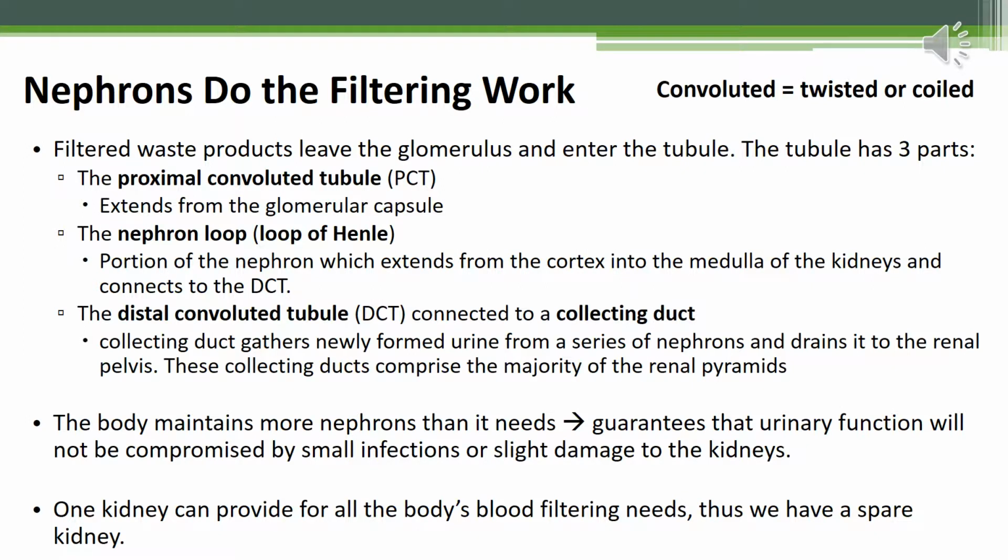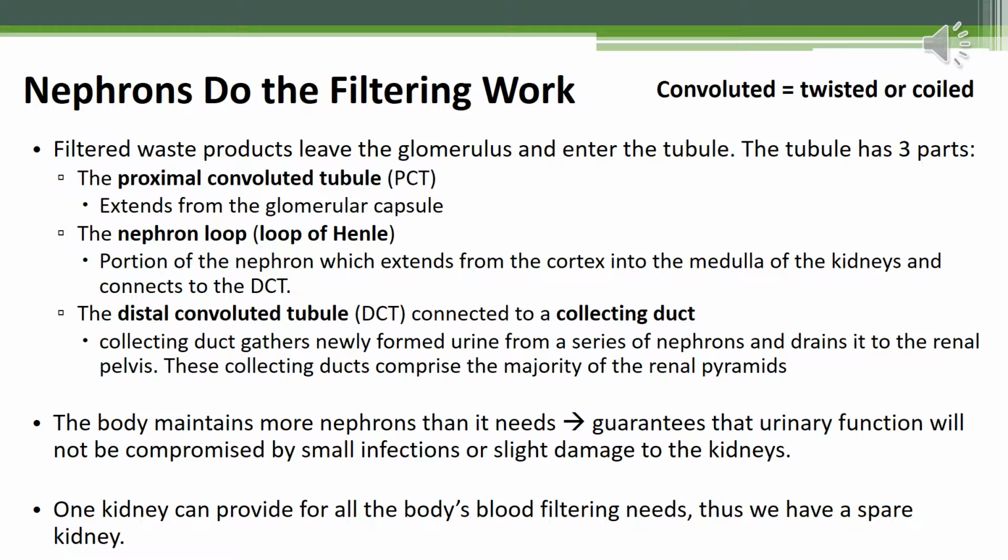Once the waste products are filtered, they then leave the glomerulus and enter the tubule. And this tubule actually consists of three parts. There's the proximal convoluted tubule, or PCT, which extends from the glomerular capsule. There's the nephron loop, also called the loop of Henle, but just like the term Bowman's capsule, we're not going to use the term loop of Henle because it's not a proper term.